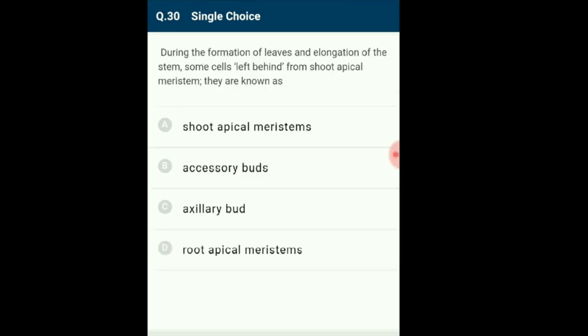Question number 30. During the formation of leaves and elongation of the stem, some cells left behind from the shoot apical meristem are known as. During the formation of leaves and elongation of the stem, some cells left behind from the shoot apical meristem constitute the axillary bud. Such buds are present in the axils of leaves and are capable of forming a branch or a flower. So the answer for this question is option C, axillary bud.